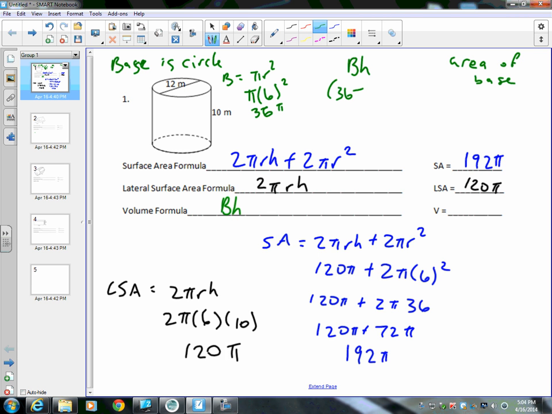So 36 pi, plug that in. And our height, we already knew to be 10. Multiply these together. 36 times 10 is 360. Carry along that pi, you get 360 pi. And this is all three of them.